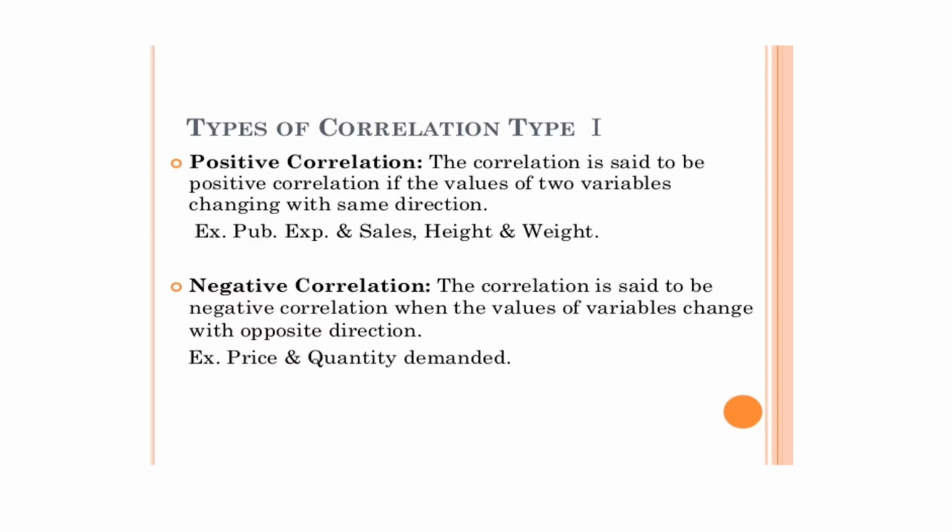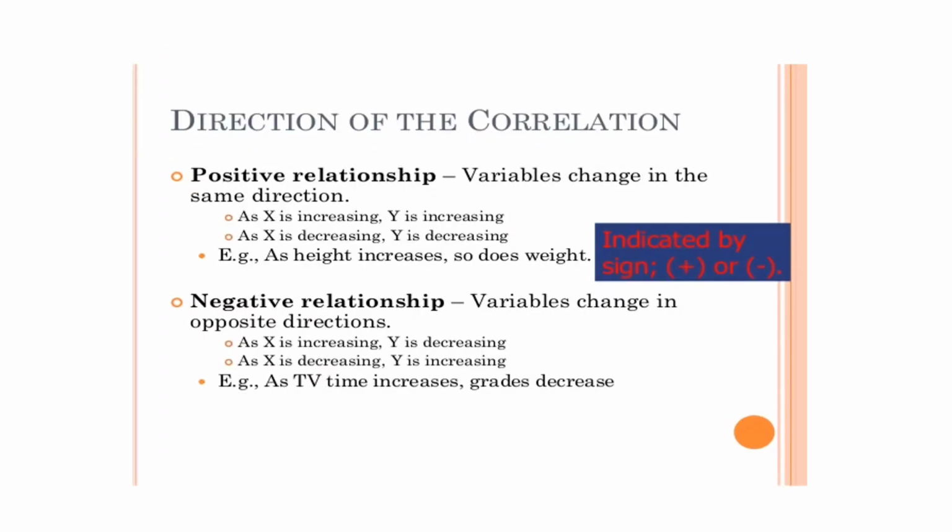Then negative correlation. Correlation is said to be negative when the values of variables change in the opposite direction. For example, a relationship between price and quantity demanded. If there is an increase in price, demand would be less, and if prices are decreasing, demand would be more. So there is a change in both the variables, but both variables are changing in opposite directions, which is known as negative correlation.